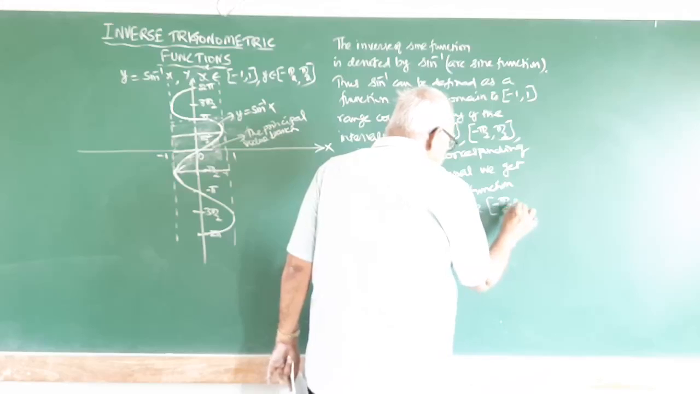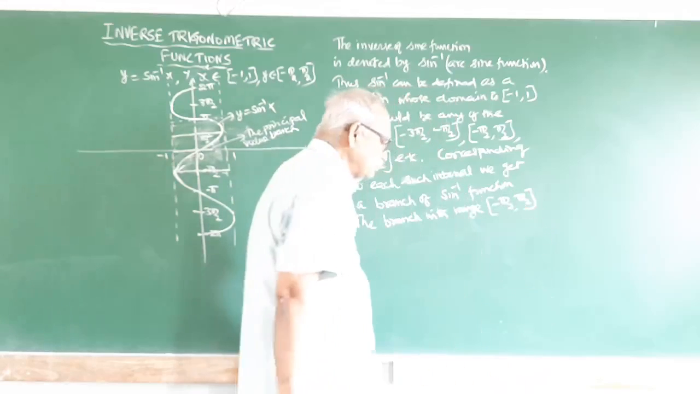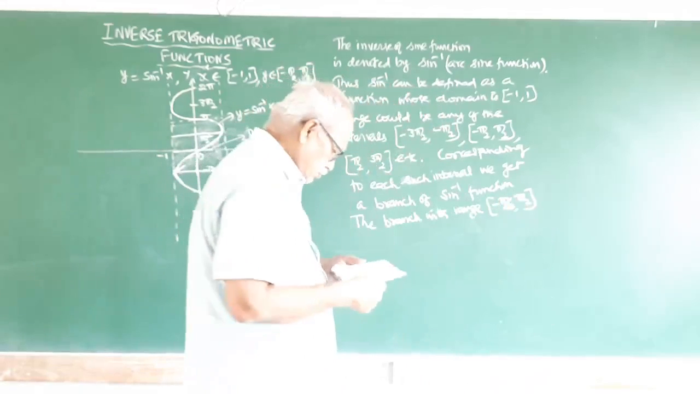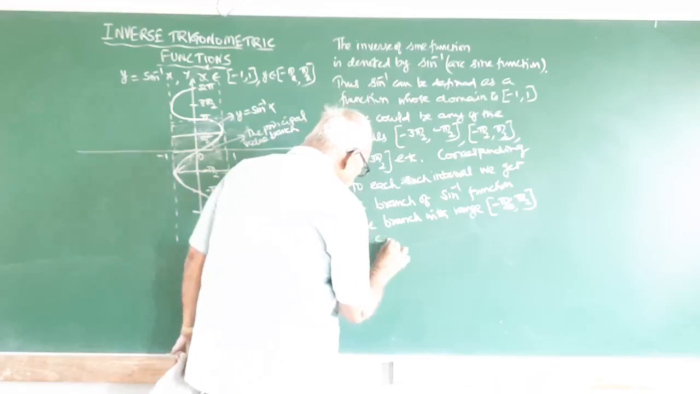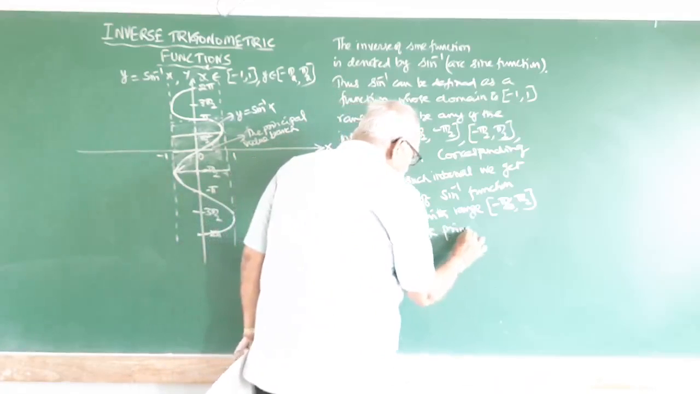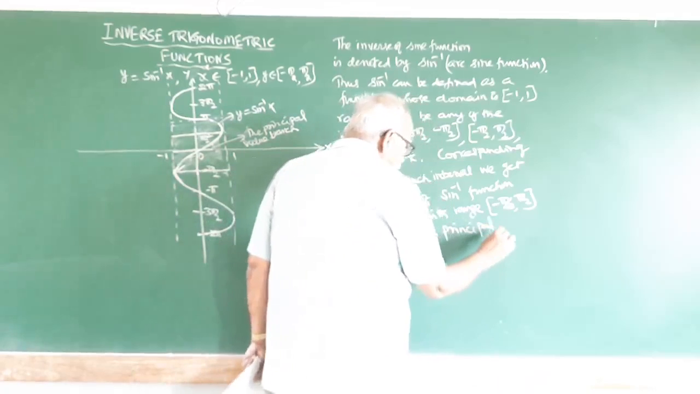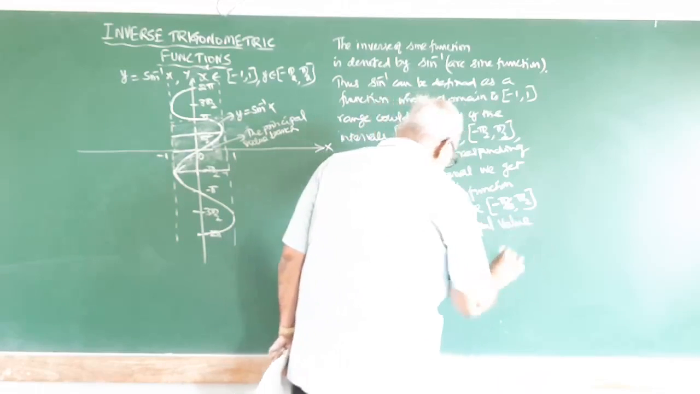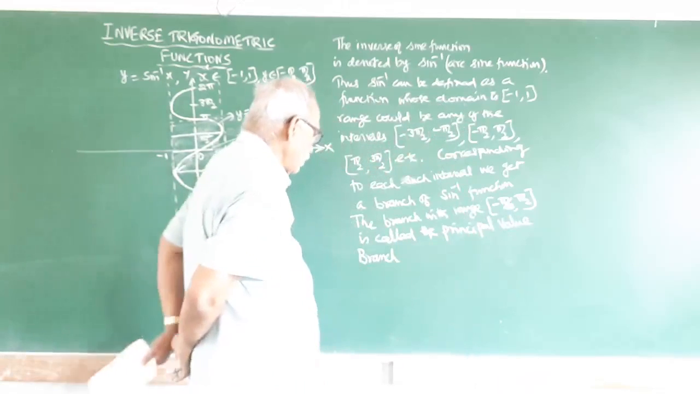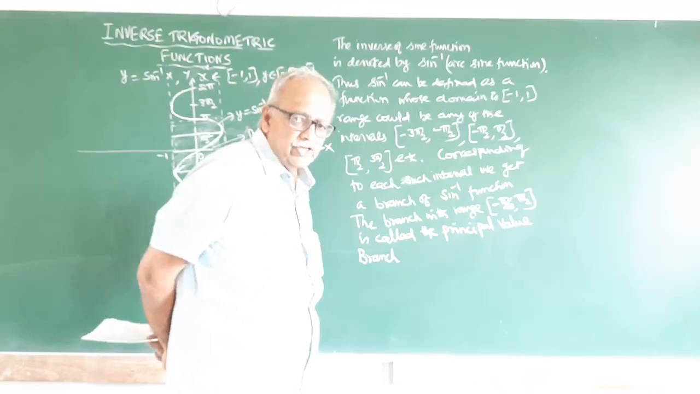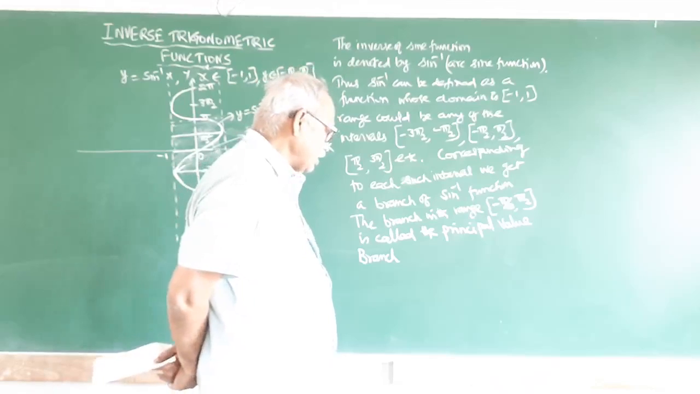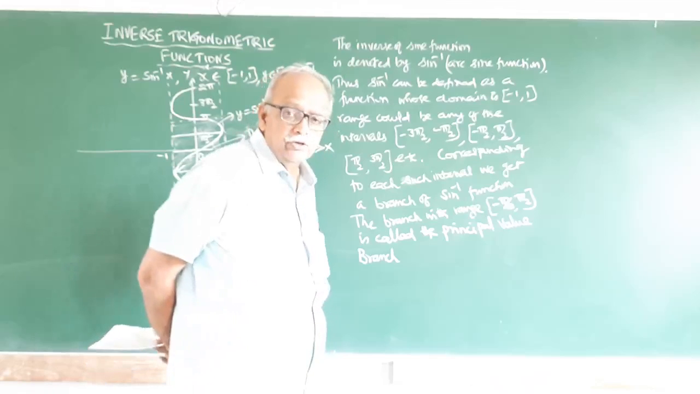the closed interval minus pi by 2 comma pi by 2 is called the principal value branch. The branch with range minus pi by 2 comma pi by 2 is called the principal value branch.